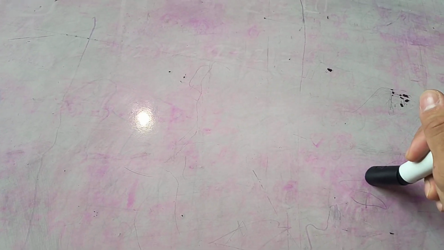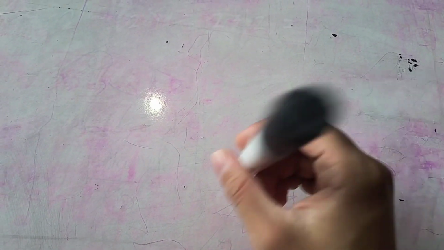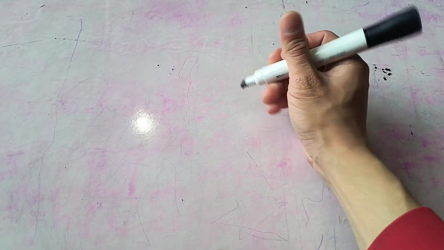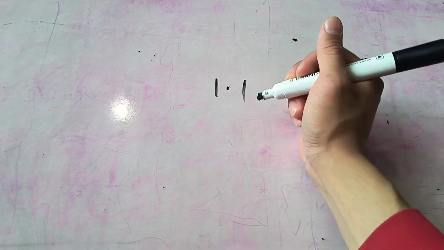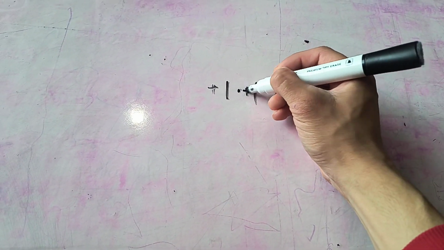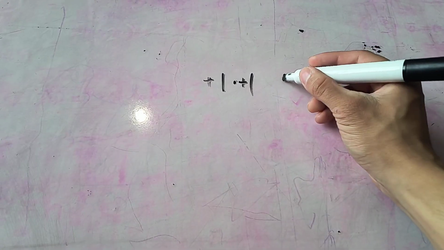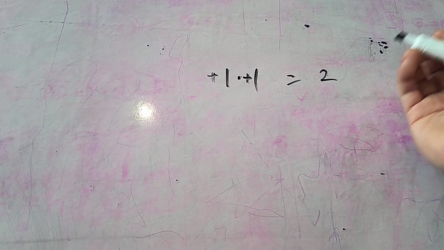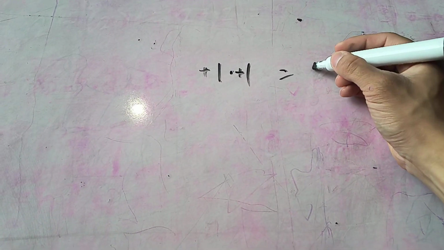Okay, we're going to talk about multiplication, multiplying negative numbers. But first, we're going to talk about multiplying positive numbers. So if I were to ask you, what is 1 times 1? 1 times positive 1. Well, that's just equal to 1.